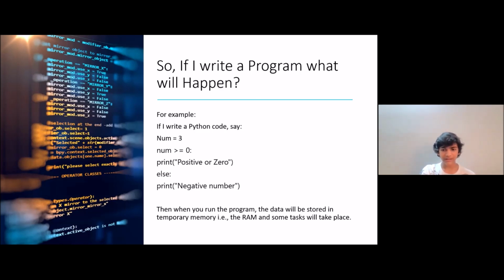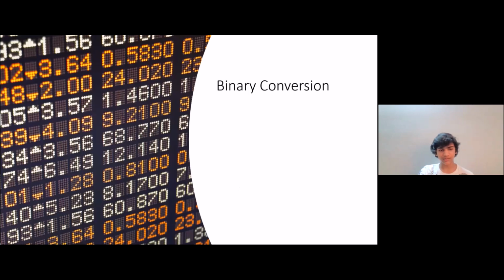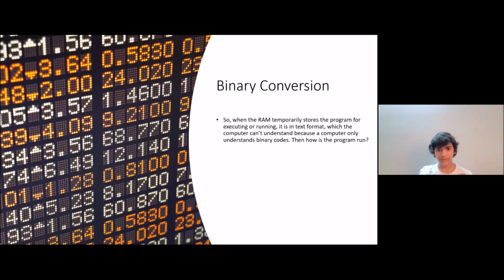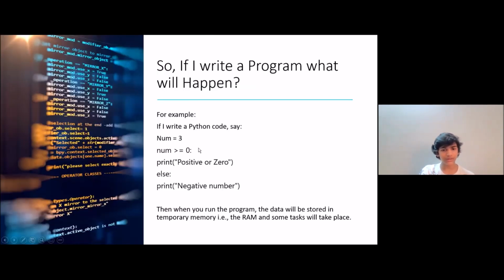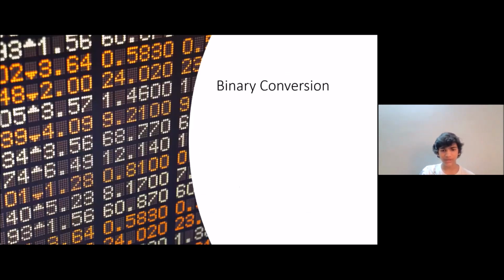It'll be stored in the RAM, the temporary memory, and some tasks will take place. The main task which will take place is the binary conversion. This is the most important part, in which the program converts this source code, which we are writing, or the assembly language, for example Python, the low level language, to binary. When the RAM temporarily stores the program for running, it is in text format. Text format in the sense, over here I have given this in text format. I haven't coded it in binary 0, 1 or 0, 0, 1 or something.